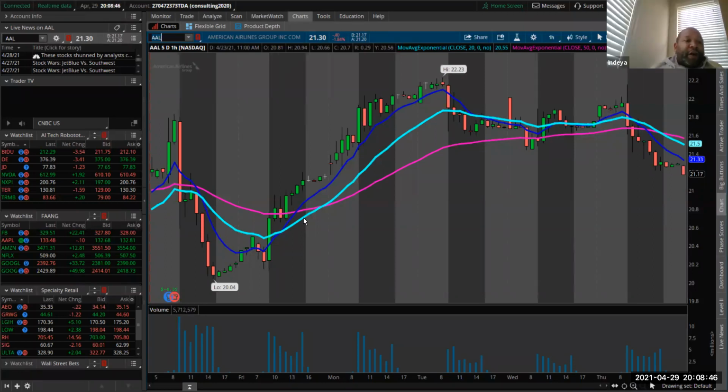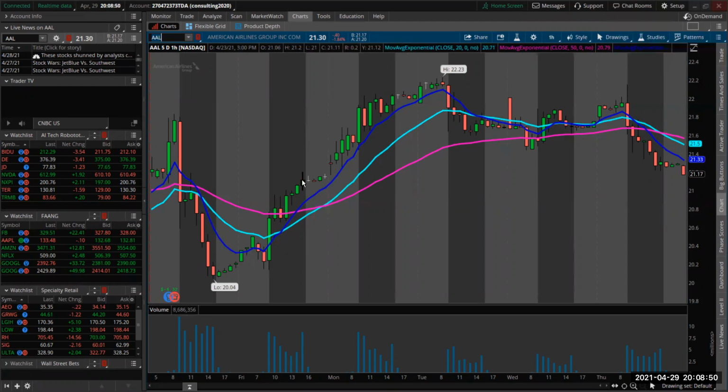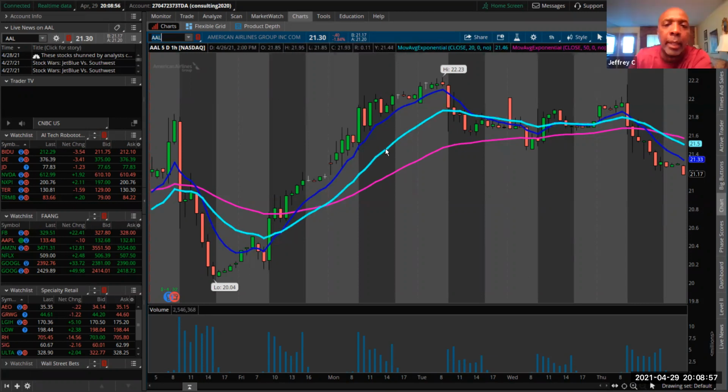Which green? Your green line, is that the 20 moving average or your 50? I've got the blue line. Oh, you're talking about this line here? Yeah, that's the 20. And then your pink is the 50?